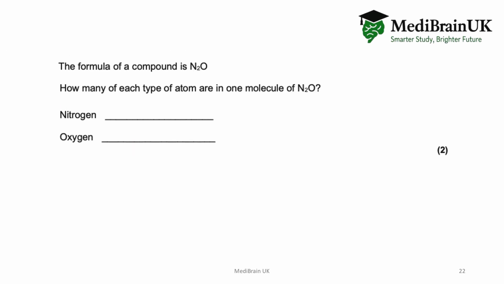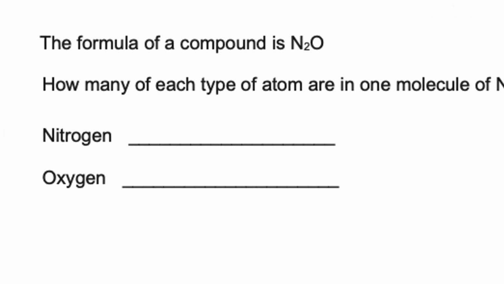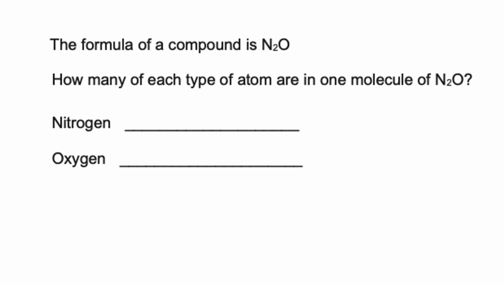Okay, next question. It says the formula of a compound is N2O. How many of each type of atom are in one molecule of N2O? So when we have N2O, the number beside the element itself tells you the number of atoms. We can see that we have nitrogen and oxygen. Those are the 2 elements that we have.